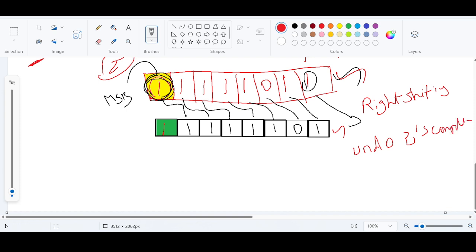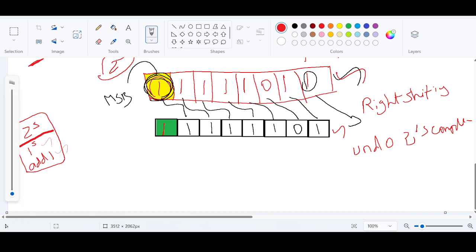When I say undo 2's complement, it is just the opposite. To do 2's complement, first we find 1's complement, then we add 1, right? This is the procedure to find 2's complement. First find 1's complement, then add 1 on top of it. If you want to undo 2's complement, this is what we did, and I want to undo it now.